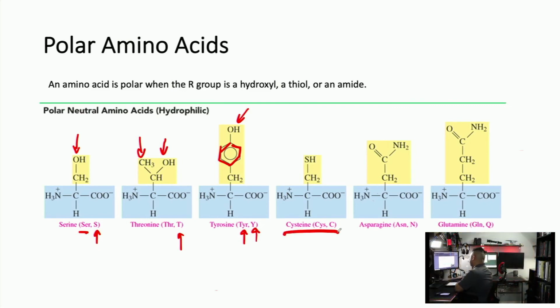Cysteine is very important too. Cysteine forms these things called disulfide bonds. They're one of the covalent interactions that holds proteins together. Two of them can get together and oxidize and become a disulfide bond, which we'll talk about in a second, and that will hold proteins together pretty permanently.